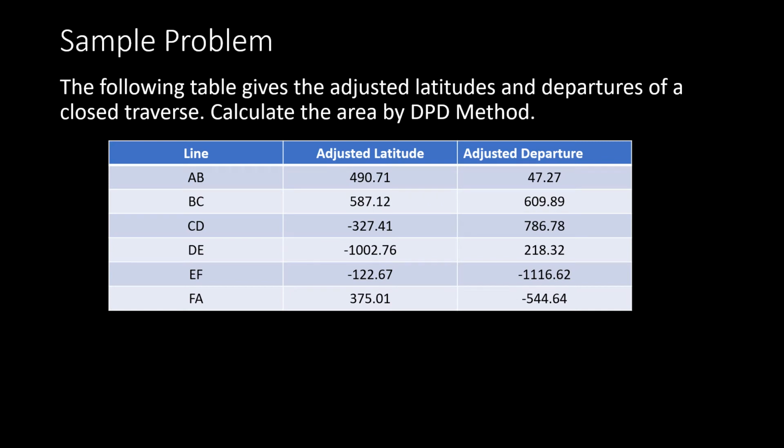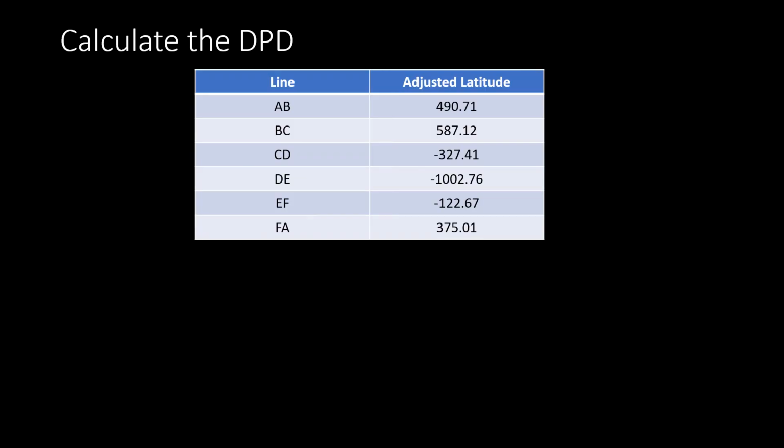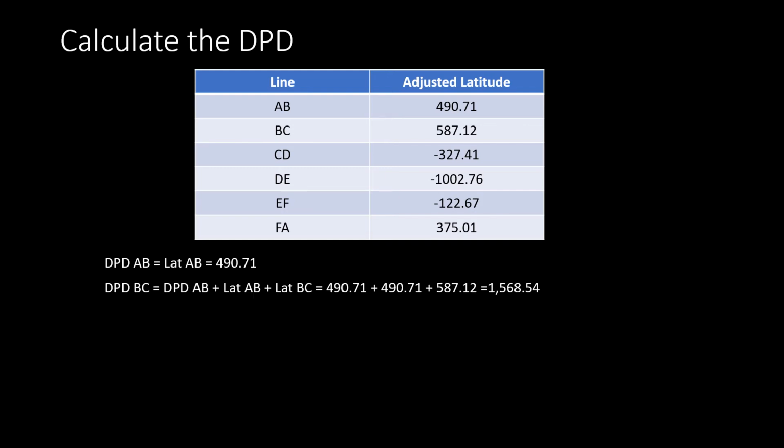Let us now solve the following problem. The following table gives the adjusted latitudes and departures of a closed traverse. We calculate the area using the DPD method. The first step is to calculate the double parallel distance of each course. So we have here the adjusted latitudes of the courses comprising our traverse. We start with line AB. The DPD of line AB is equal to the latitude of the line itself, being the first course. Then we proceed to the next. The DPD of BC will be equal to the DPD of the preceding line AB plus the latitude of that line plus the latitude of line BC.